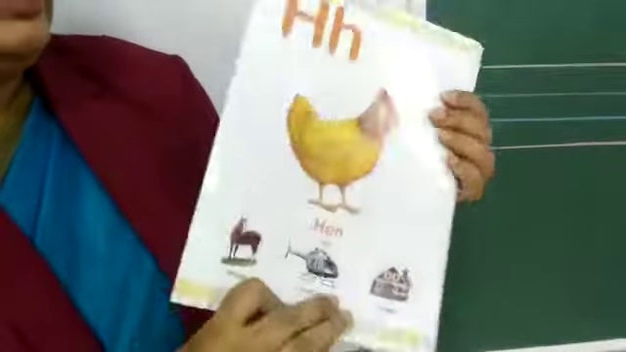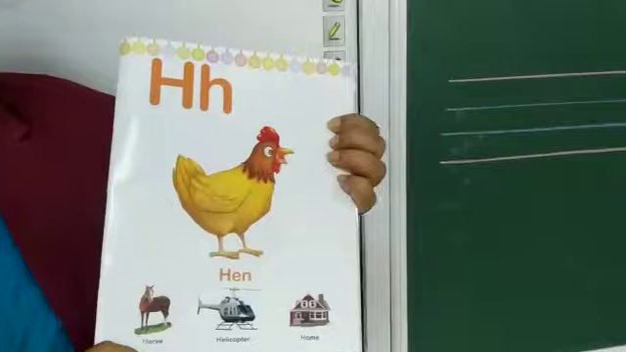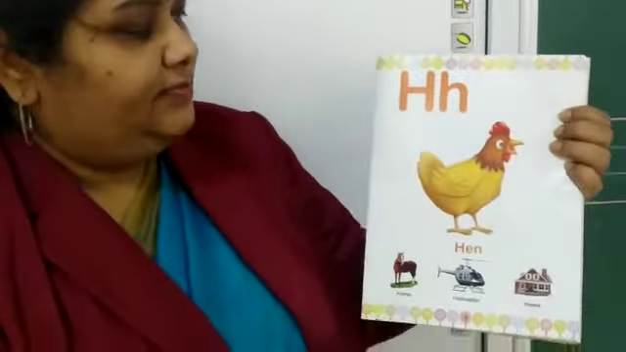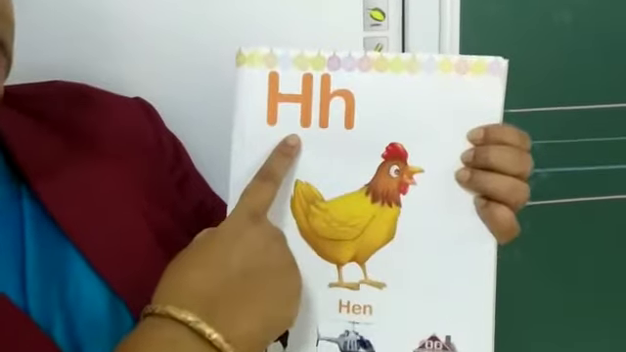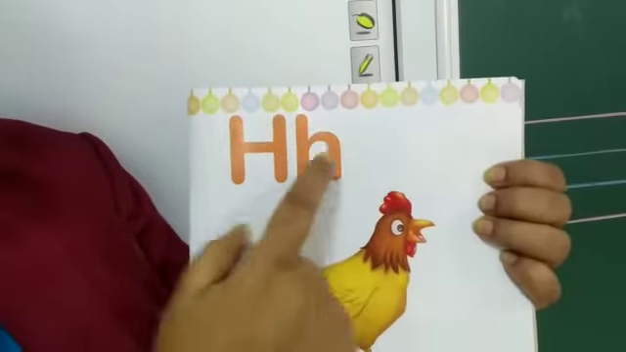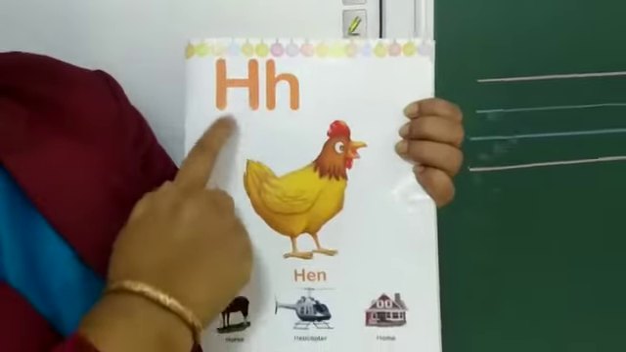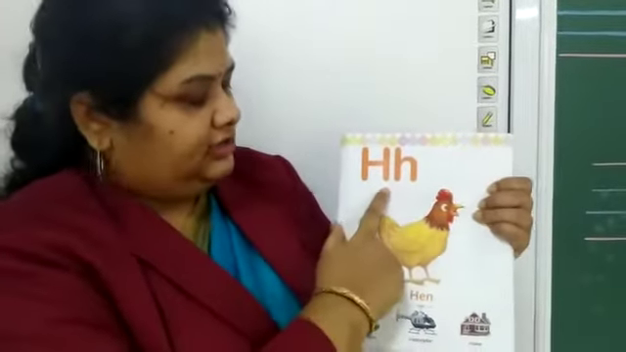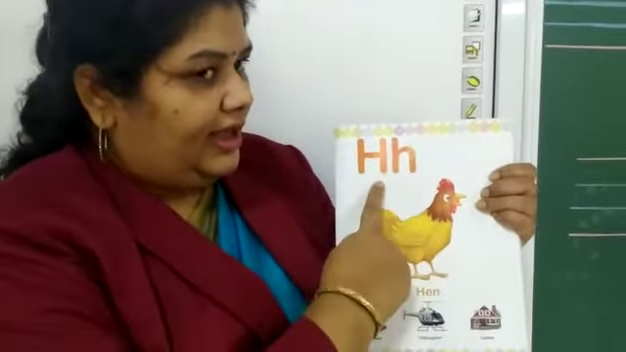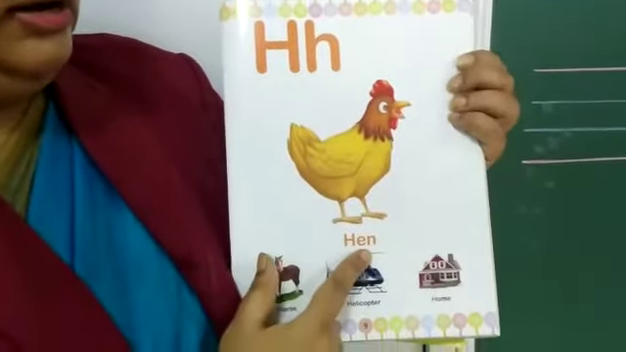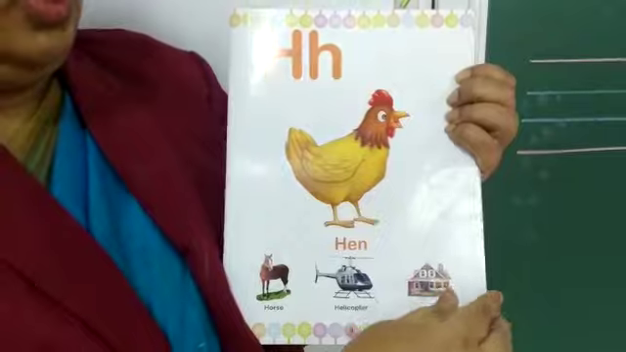Now we'll move on to the next letter. This is actually a recap, so I'm doing it a little fast. See this letter? What is this letter? H. You might have learned this in LKG. H says H. H for hen. H for home.